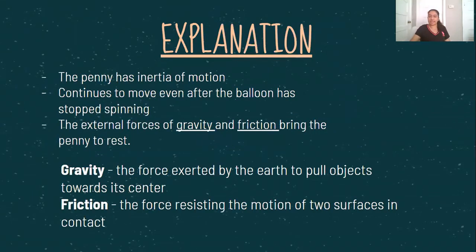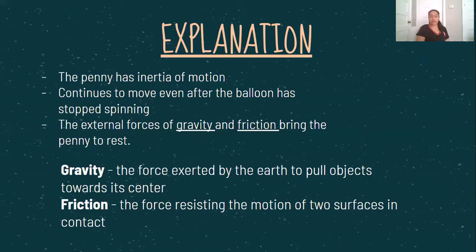Now, the explanation to this is, once again, as we discussed in earlier slides, that the penny has the inertia of motion. This is very similar to roller coasters. It's also similar to our bodies when we are traveling in a car. So basically, the penny will continue to move until an external force is applied directly to the penny, which is putting its motion to an end. It's putting the penny to a stop. Again, the penny continues to move. It will eventually slow down and stop, and this is because of the external forces of gravity and friction.